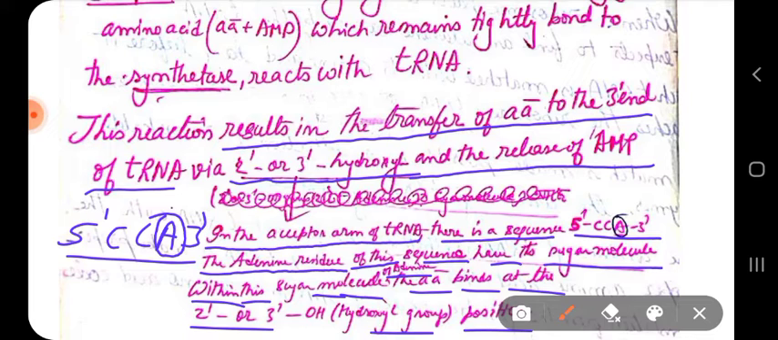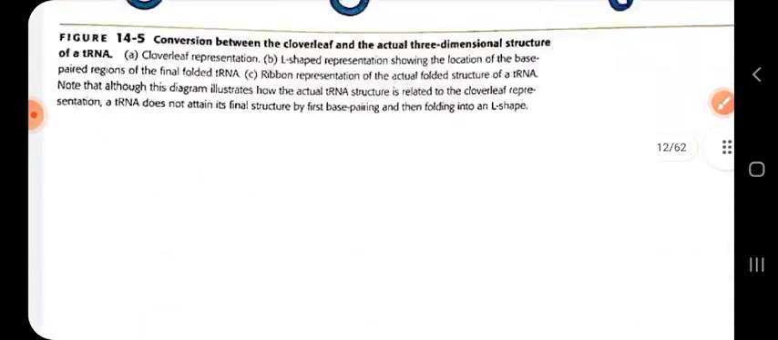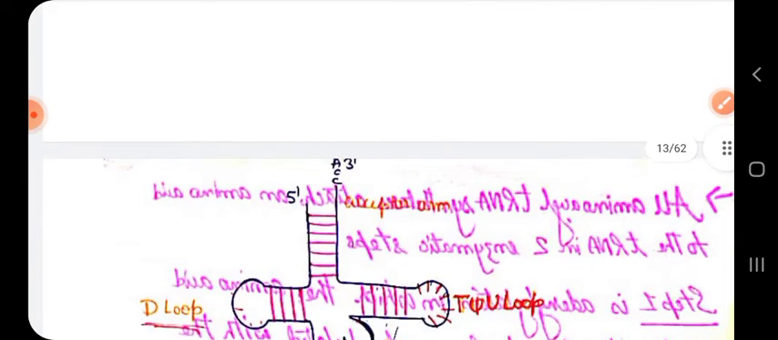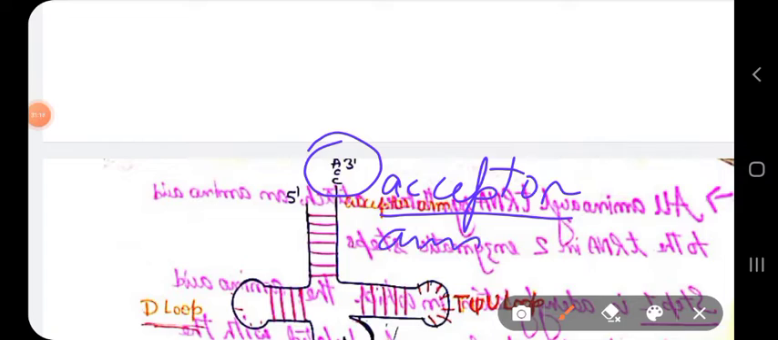I repeat. You can see this CCA sequence. Where is this CCA sequence located? It is located on the 3' end, where I have also drawn. Look at this CCA sequence. This is called the acceptor arm, right? So within this acceptor arm, there is a CCA sequence.